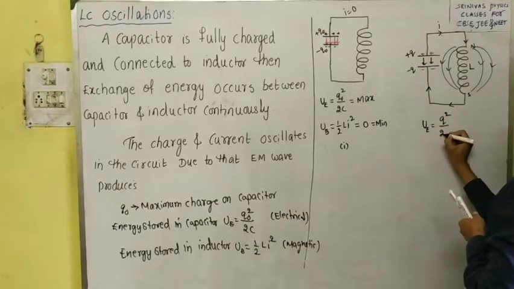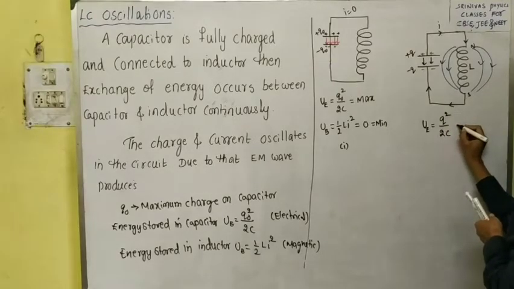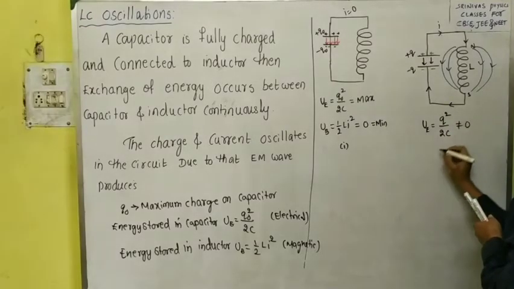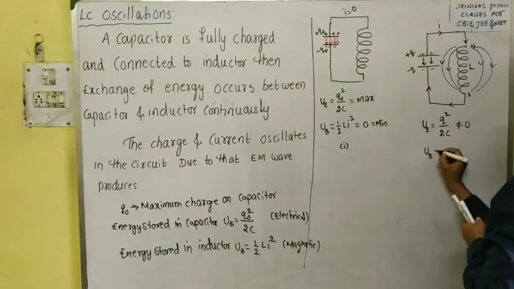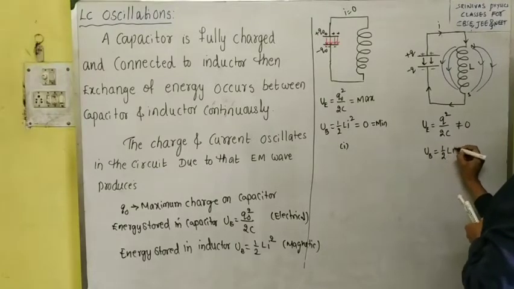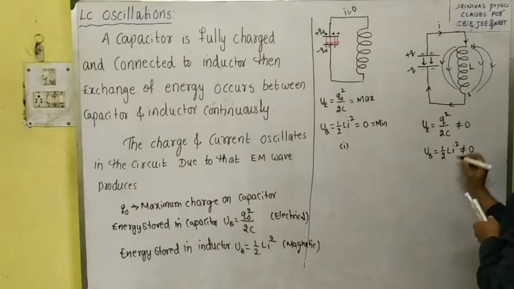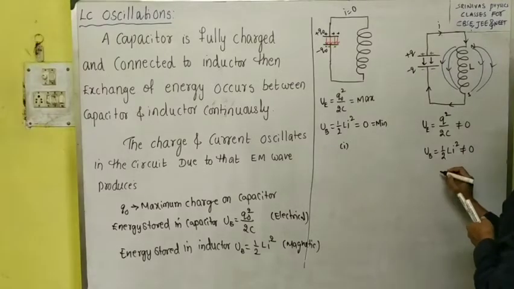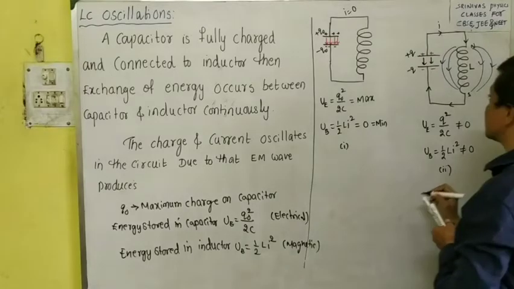Q square by 2C. This is not equal to 0, some value, right? Magnetic energy stored in the inductor is also not equal to 0 because some current is passing through it. This is also not equal to 0, right? Both are not equal to 0. This is the second case that we are observing.